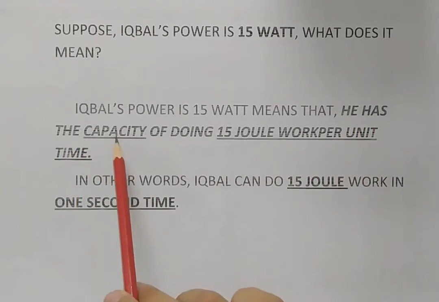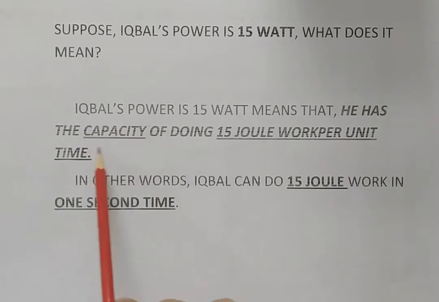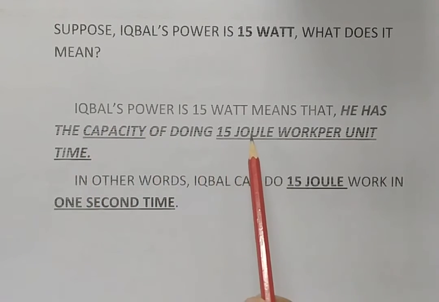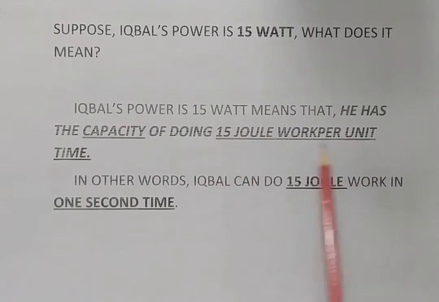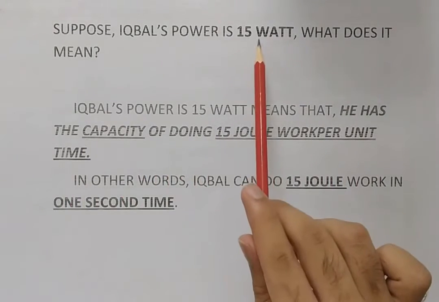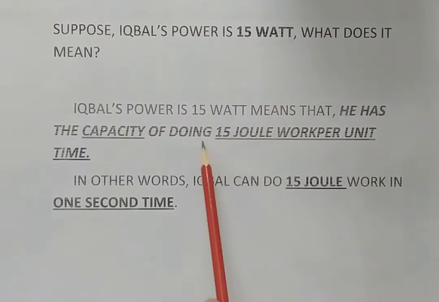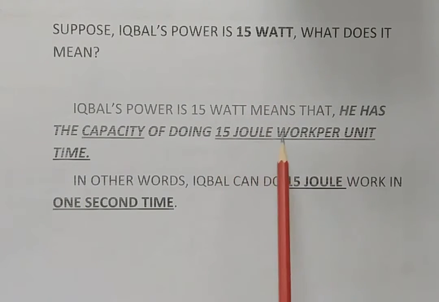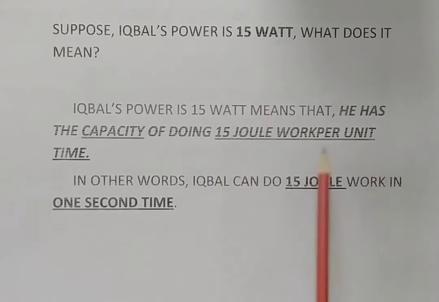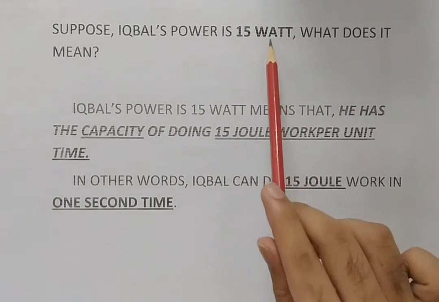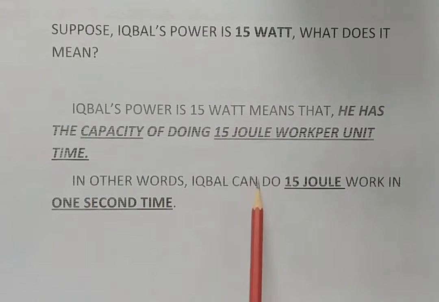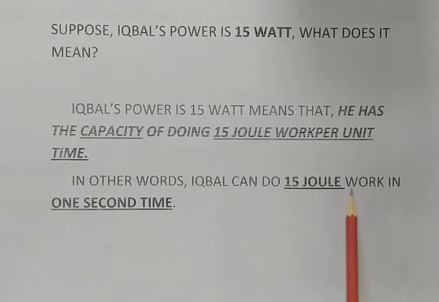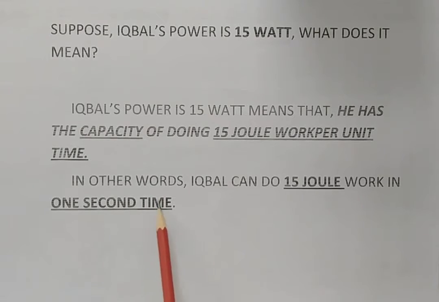Read it again. He has the capacity, this is a keyword here, capacity of doing 15 joule work per unit time. We didn't use the word watt here in the answer. We need to use joule work per unit time, which indirectly refers to watt. In other words, Iqbal can do 15 joule work in 1 second.